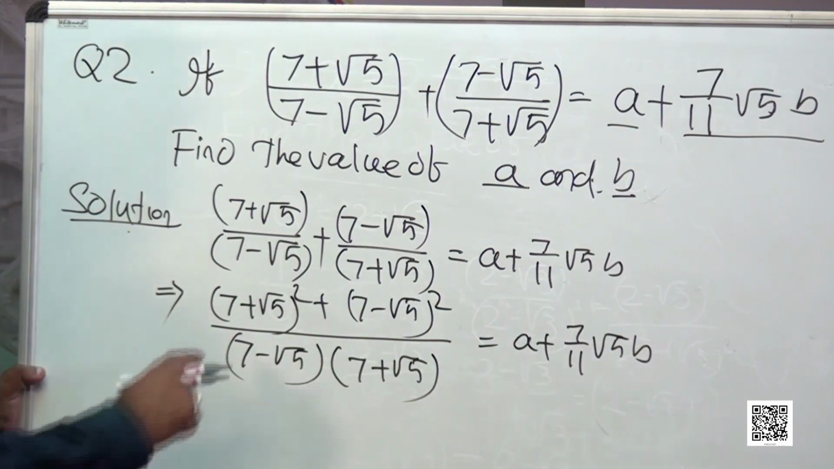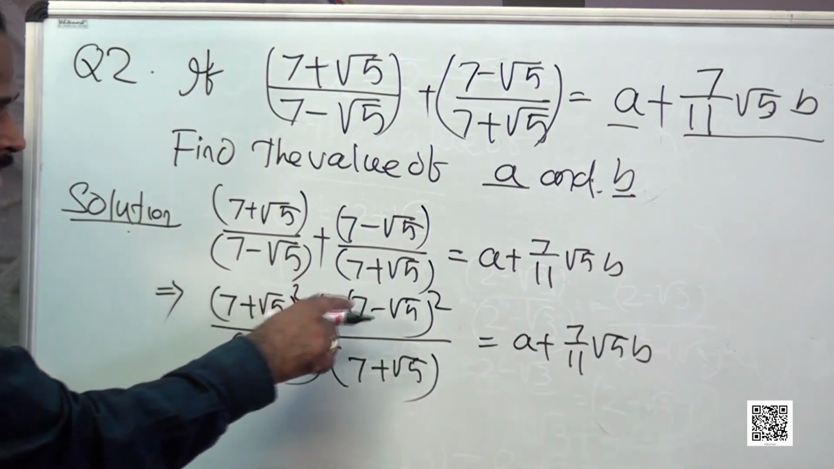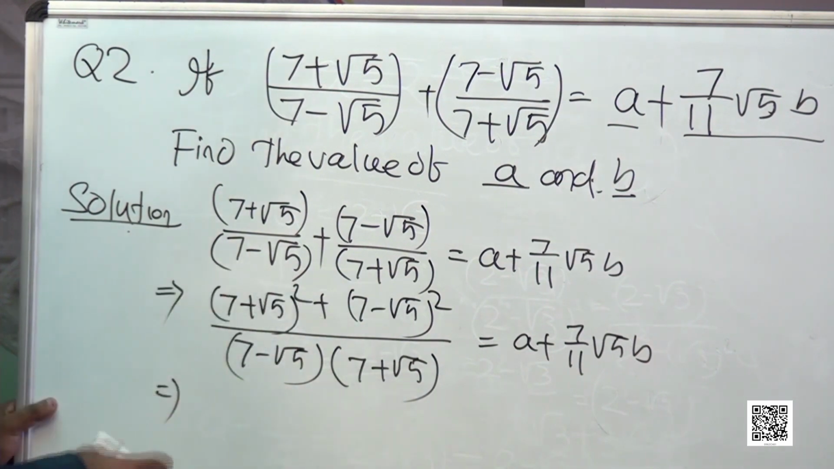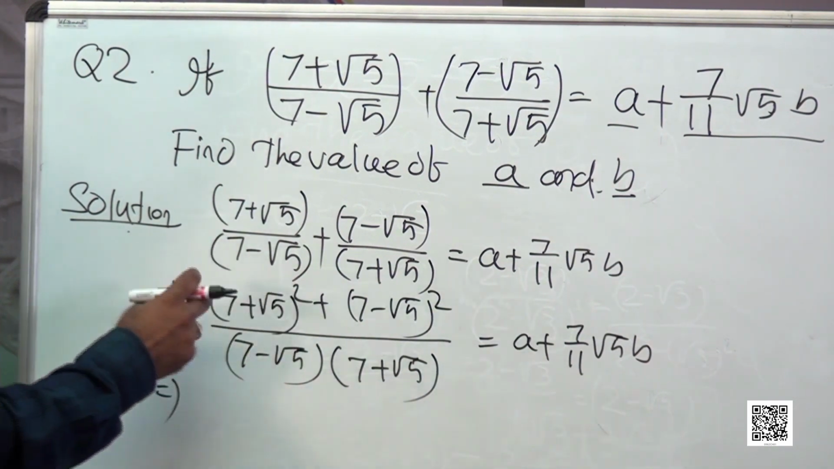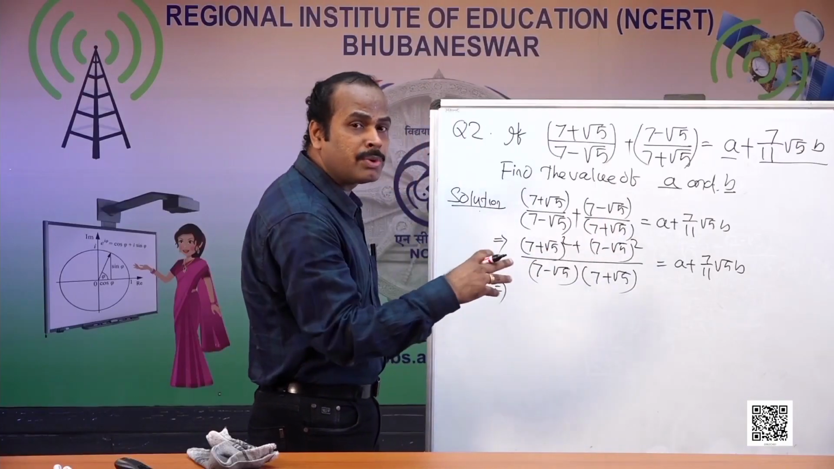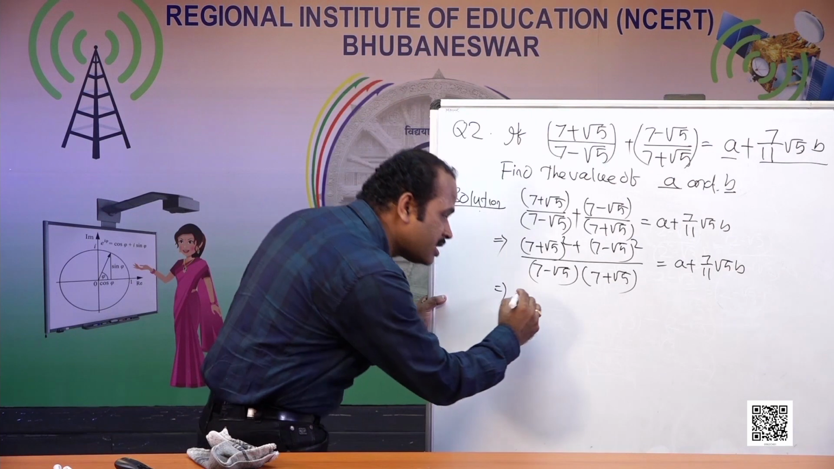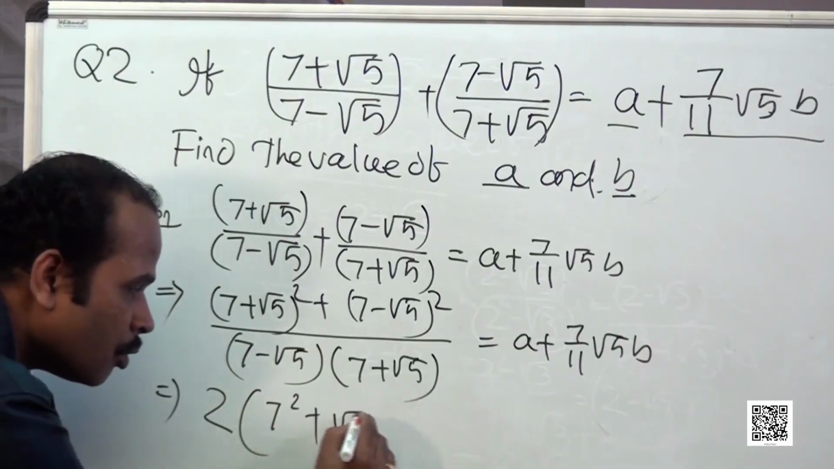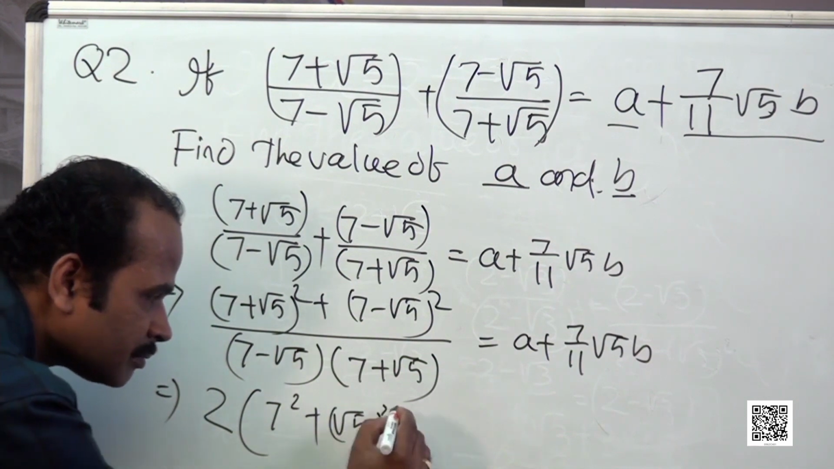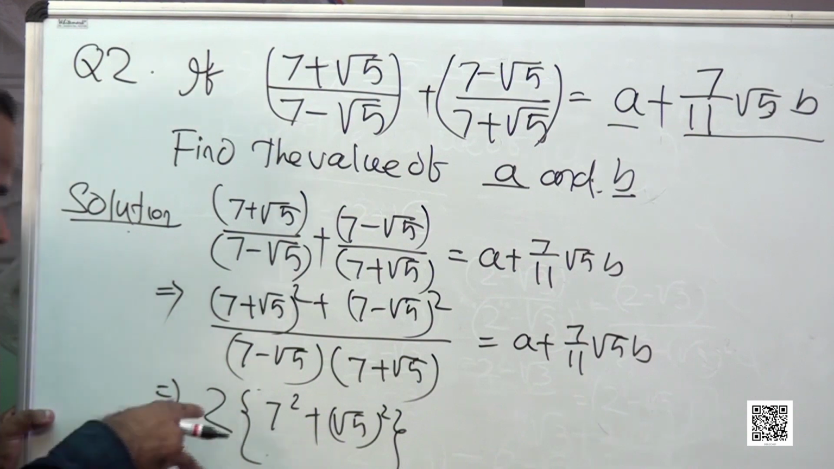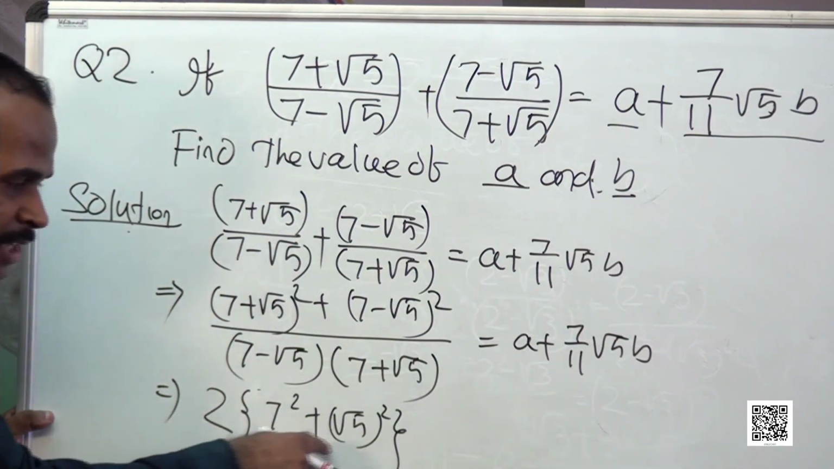Now 7 plus root 5 whole square plus 7 minus root 5 whole square, I can open this bracket, but if I use this identity that a plus b whole square plus a minus b whole square is 2 whole into a square plus b square, I can write it here as 2 whole into 7 square plus root 5 square. I can use these curly braces. So 2 whole into 7 square plus root 5 whole square.